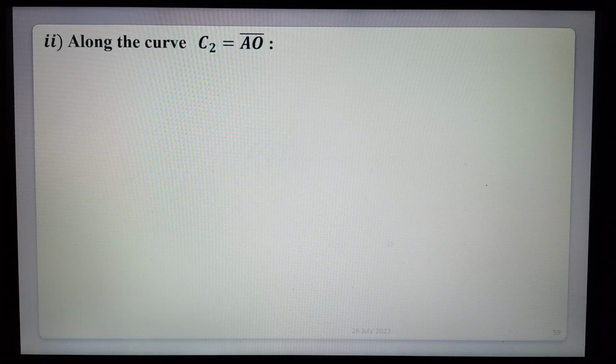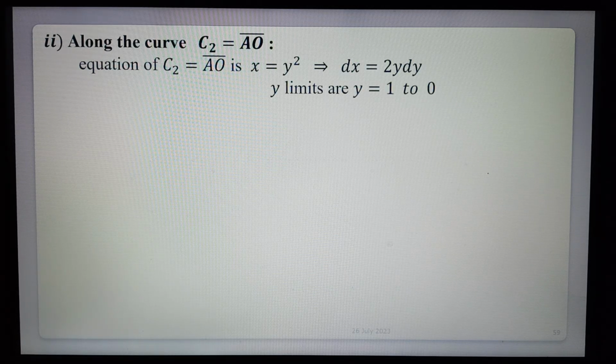So what is the C2 line? The C2 line is the parabola about the y axis, that is x is equal to y square. So C2 line is x is equal to y square, and replacing x, x is eliminated, and dx is equal to 2y dy. Now choosing y limits, from the point A (1, 1) to O (0, 0), that is, y limits are 1 to 0.